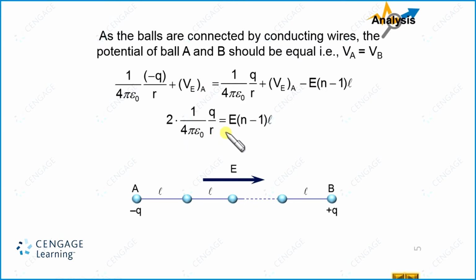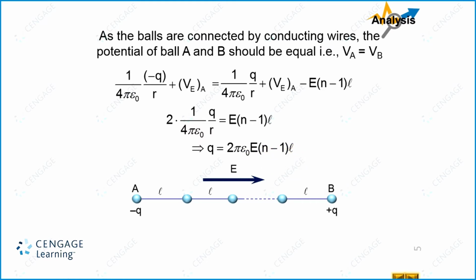Okay. Now we can simplify to get the value of q. This 2 and 2 will cancel, so this will be 1 upon 2 pi epsilon naught q divided by r equal to E (n minus 1) L. So q equals 2 pi epsilon naught r E (n minus 1) multiplied by L.